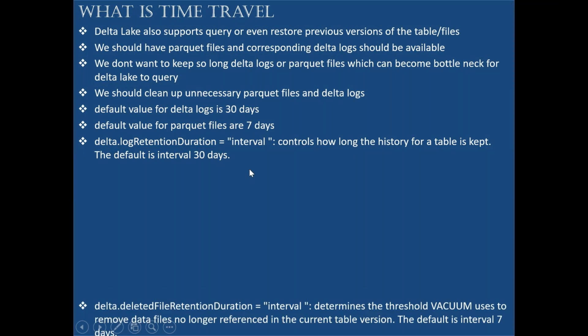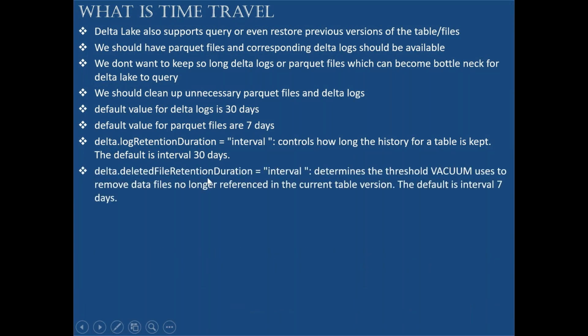Okay, next, delta.deletedFileRetentionDuration equal to interval. It determines the threshold vacuum uses to remove data files no longer referenced in the current table version. The default is an interval of 7 days, meaning files older than 7 days, older parquet files, will be removed by default. But if you want to increase or decrease this time, you can set it using this particular parameter. So this is what we discussed yesterday.